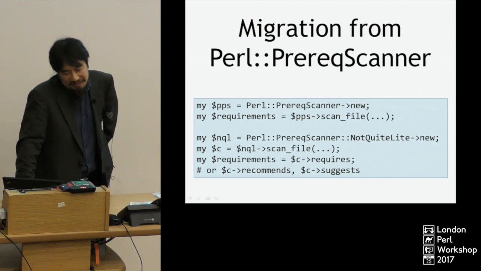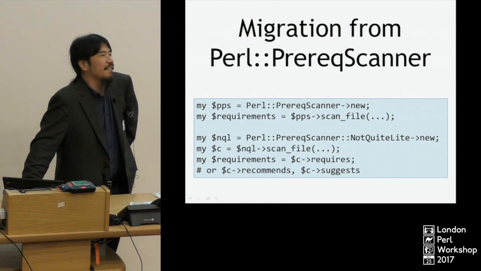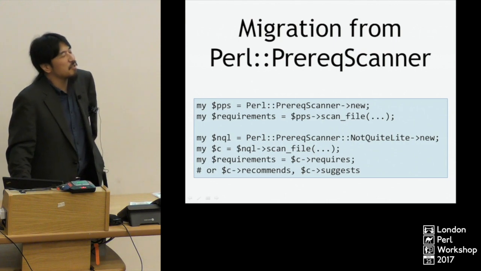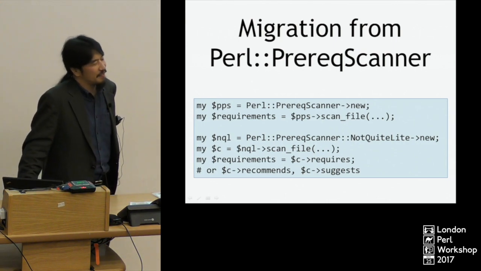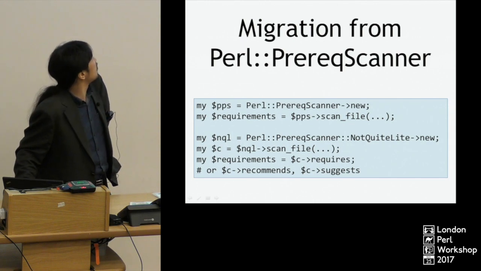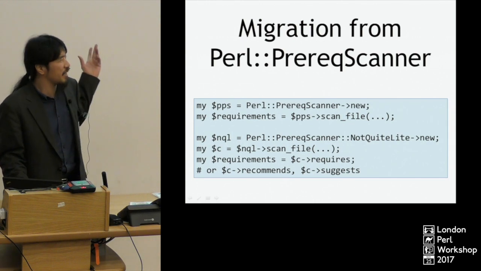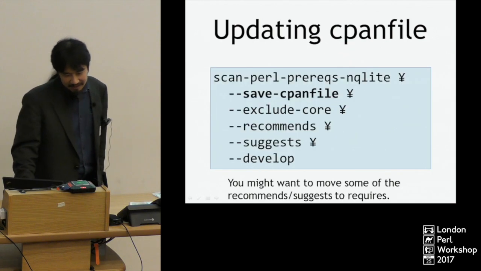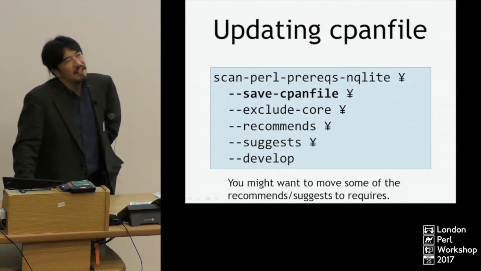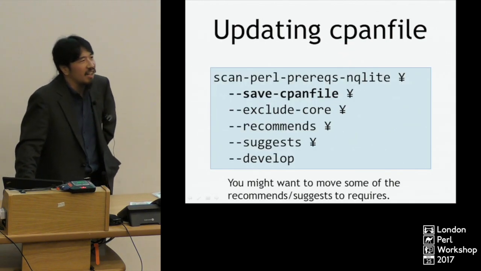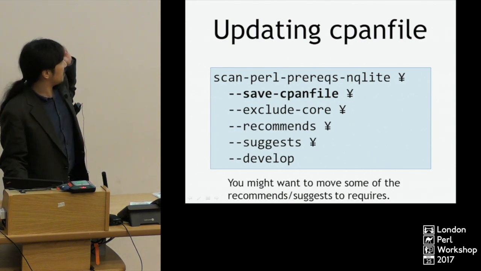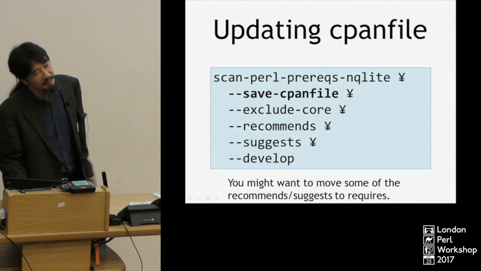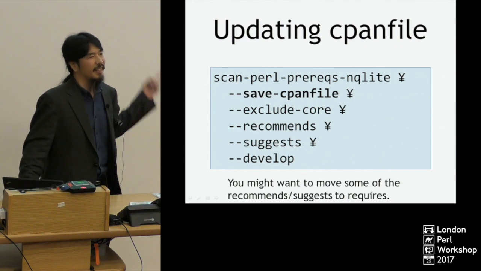So if you use Perl Scanner, migration should be easy. You just need to specify which are requires or suggests. And it has a feature to upgrade the cpanfile, so yes, you might need to move some of the recommends or suggests to requires, but it can be done.